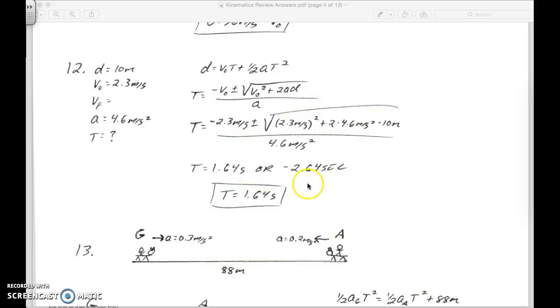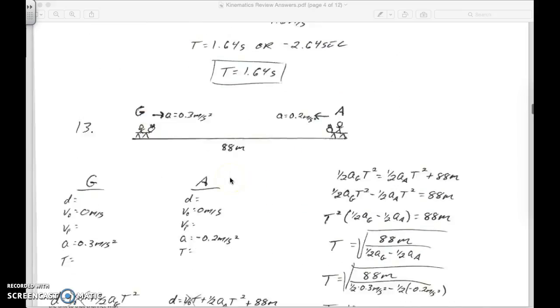Now in math class, you would keep both of these because they could both be correct. In physics, however, we're talking about the real world, and we don't have such a thing as negative time. The runner did not reach his maximum speed in negative time. That doesn't make any sense at all, so we throw that answer completely out, and our answer is 1.64 seconds.